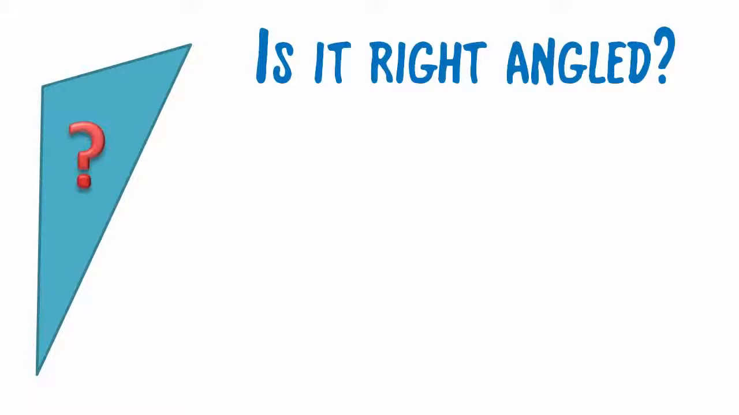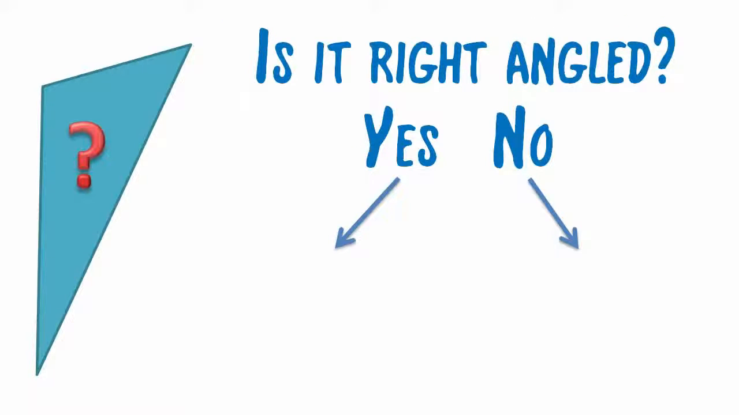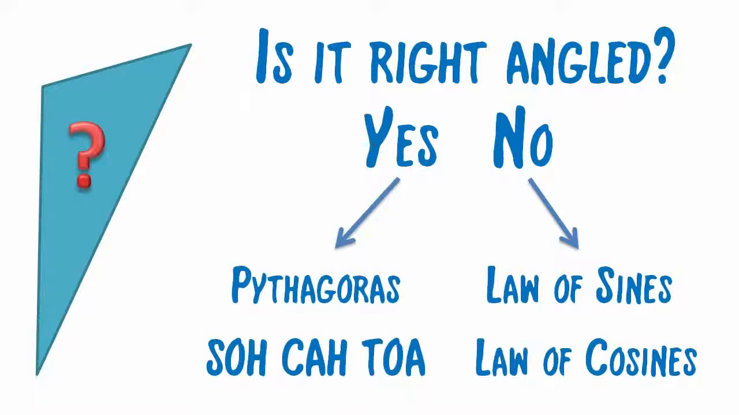The first thing you need to ask yourself is, is it right-angled? So is there a right angle in this triangle? It's either going to be yes or no. If yes, then you might want to look at using either Pythagoras or SOHCAHTOA to help you find whatever it is that you're trying to find. If it's not a right-angled triangle, then you might use the law of sines, also known as the sine rule, or the law of cosines, also known as the cosine rule.